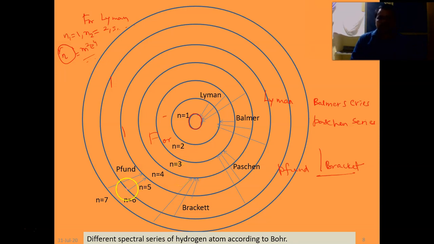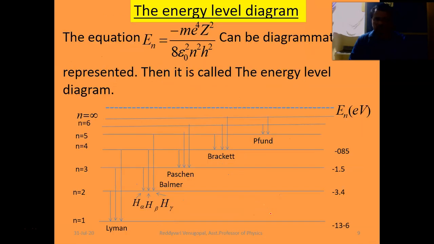Like this, for Pfund series n is equal to 5, and for Brackett series n is equal to 4. Like this, we can get different spectral lines. So if you plot the spectral lines, it will come like this. So this is the energy level diagram.